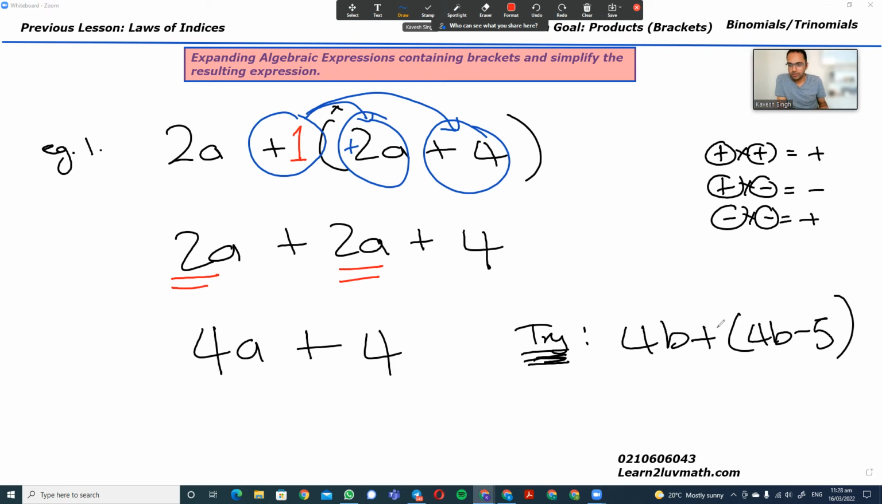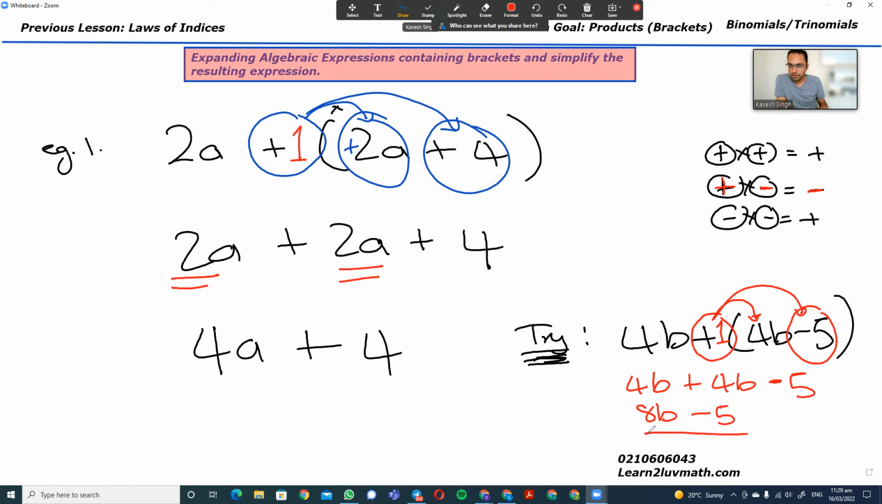So I have an imaginary 1, and I'm going to distribute it into the bracket. The 4b in front remains where it was. The 1 times 4b becomes 4b. And here we go, plus times minus. Plus 1 times minus 5 means you've got a plus and a minus. So when you multiply them, it becomes a minus. And 1 times 5 is 5. That gets me 8b minus 5.